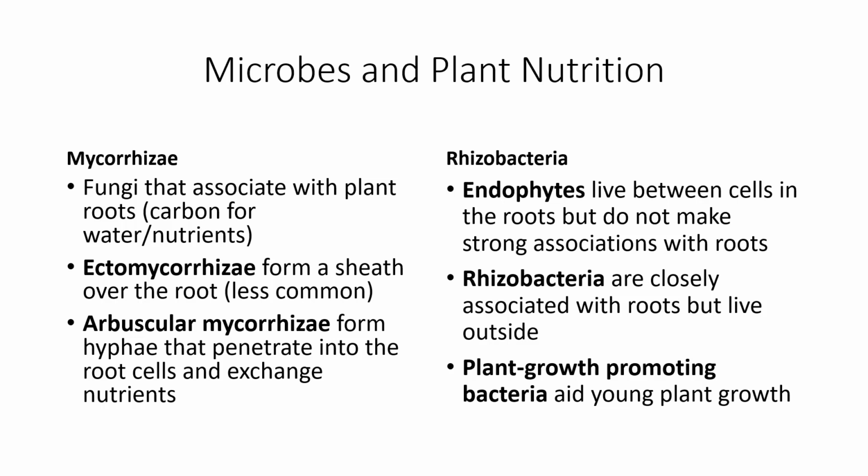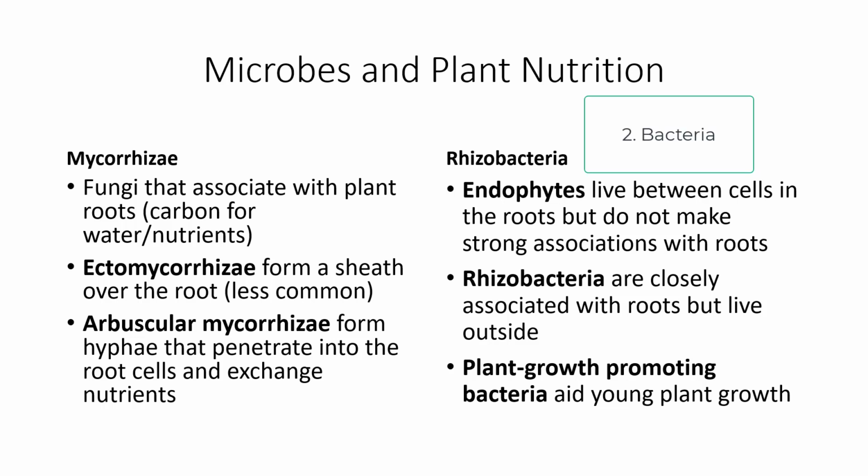And there are two types we'll look at here. Ectomycorrhizae form a sheath over the root. This is not very common in the angiosperms. Arbuscular mycorrhizae, or from the glomeromycota, are going to form hyphae that penetrate into the root cells and exchange nutrients with the plant. Very intimate connection.